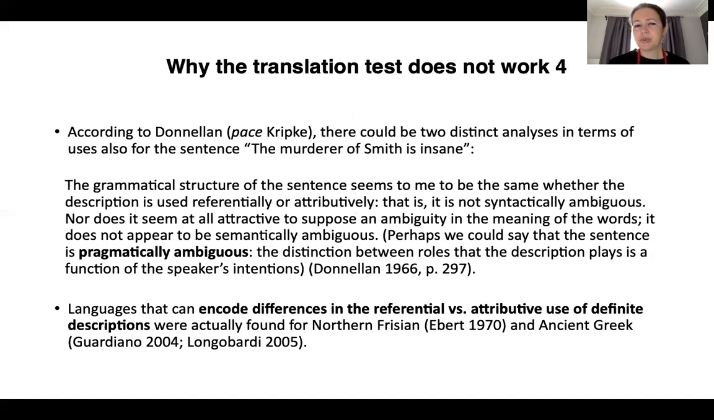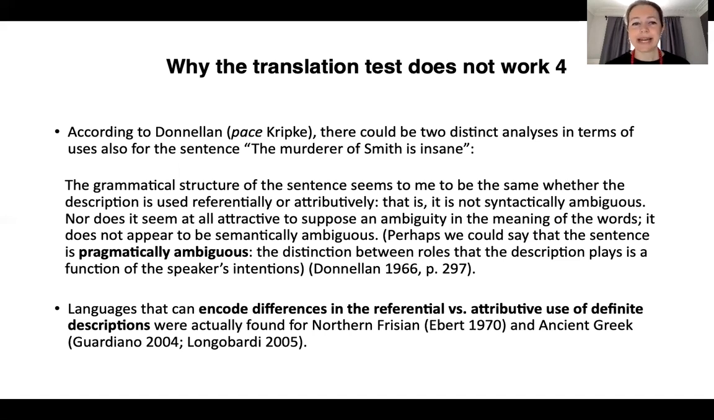So according to Donnellan, arguing against Kripke, there could be also two distinct analyses in terms of uses, also for the sentence, the murderer of Smith is insane. In his words, the grammatical structure of the sentence seems to me to be the same whether the description is used referentially or attributively. That is, it is not syntactically ambiguous, nor does it seem at all attractive to suppose an ambiguity in the meaning of the words. It does not appear to be semantically ambiguous.